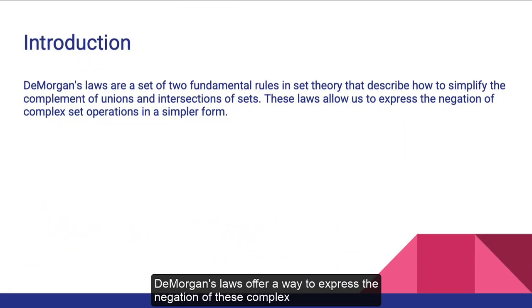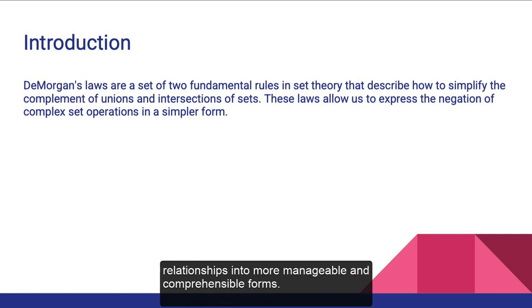De Morgan's laws offer a way to express the negation of these complex set operations in a much simpler and more understandable form. They are a cornerstone in set theory, used to manipulate and analyze sets effectively. These laws specifically address the complement of unions and intersections of sets. They tell us how to find the complement of the union and intersection of sets. The beauty of De Morgan's laws lies in their power to simplify complex expressions. They help us break down intricate set relationships into more manageable and comprehensible forms.